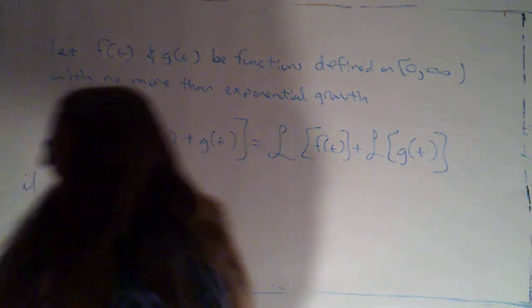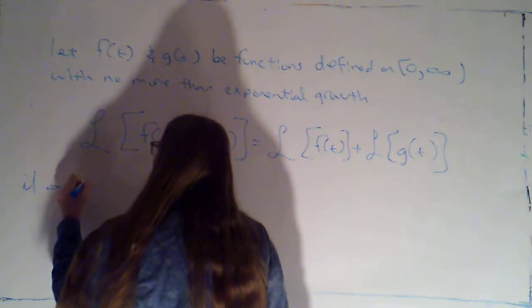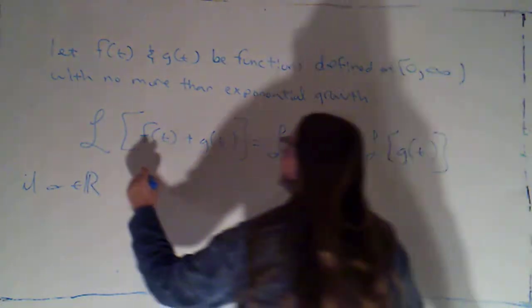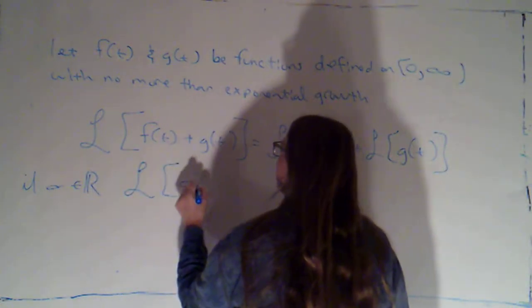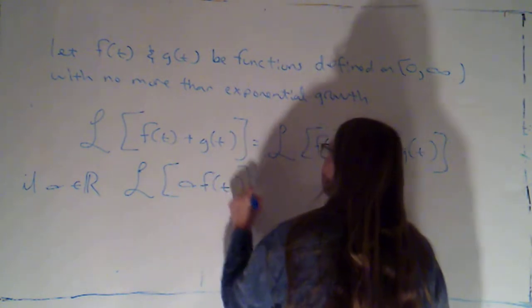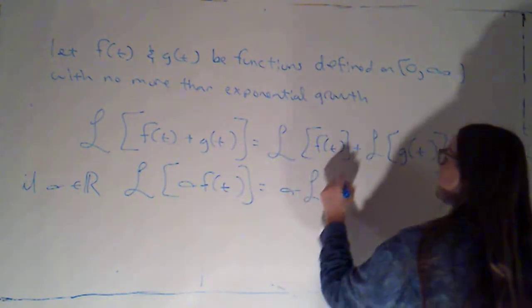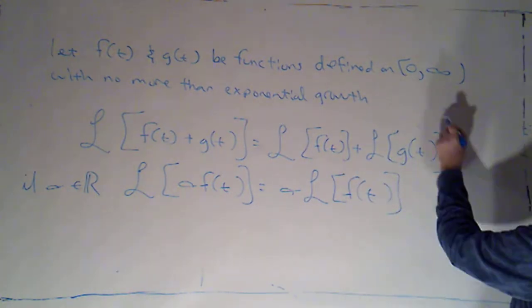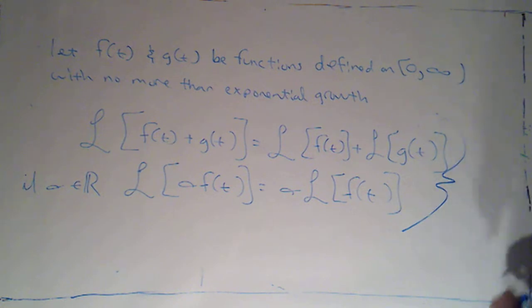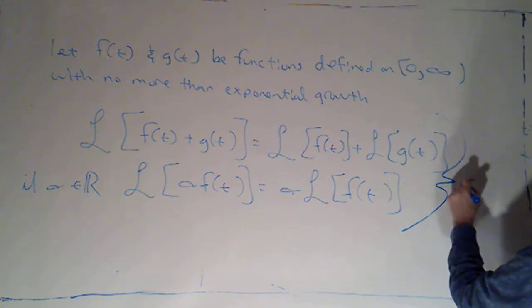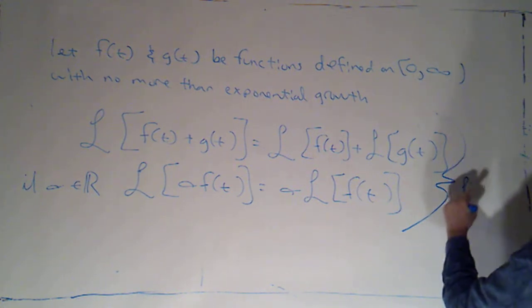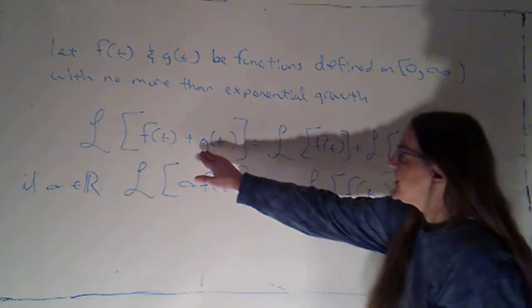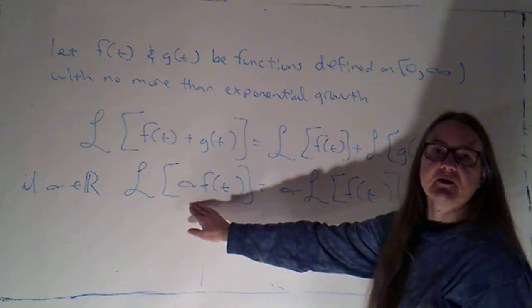Alpha. If alpha is a real number, it doesn't really matter what I call it, but this is what it's called on the formula sheet. The Laplace transform of alpha times f of t is alpha times the Laplace transform of f of t. These two properties, for those of you familiar with the terminology, basically say that the Laplace transform is linear. It preserves addition, it preserves scalar multiplication.